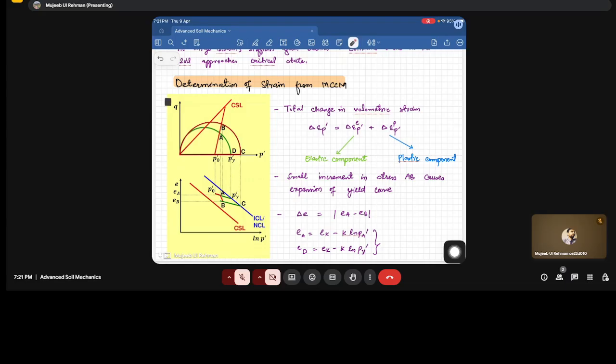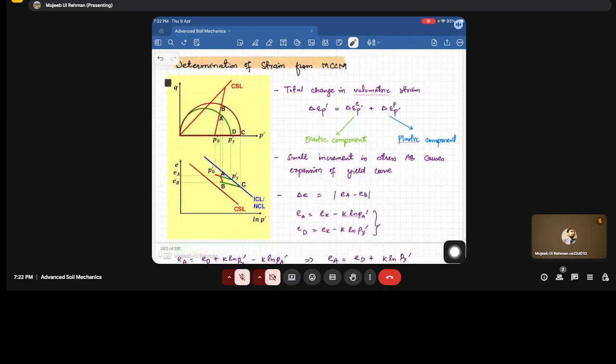Now the total change in volumetric strain is given by the elastic component and plastic component. Fine. So if we ask how much is the volumetric strain, it includes both the elastic part and the plastic part. So small increments in stress AB cause expansion of the yield curve. Like if we have increased the stress from A to B, there is an expansion of the yield curve. It has expanded. You can see initially it was here, now it is here. Now delta E, the change in the void ratio, is given by the void ratio at A minus the void ratio at B.